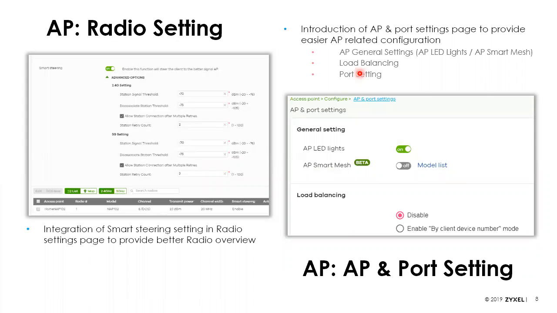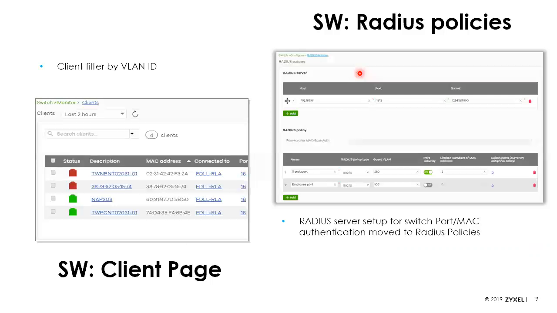Here's the new radio settings page. We put the smart steering now in this page. You no longer have to jump back and forth between two different screens to get to that. And we just made some other things here a little bit easier for you to find and turn on and off. We can now filter clients for the wireless by which VLAN they're on.